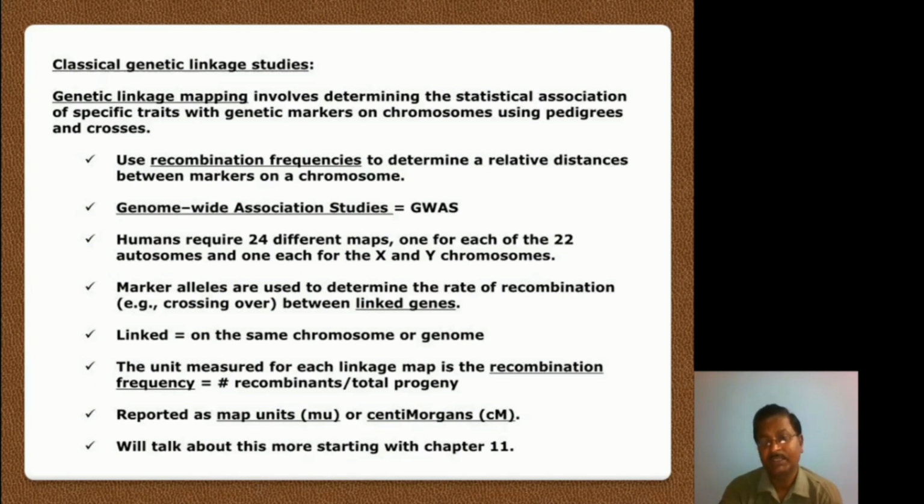Then genome-wide association studies, called GWAS, are there. Then humans require 24 different maps, one for each of the 22 autosomes and one each for the X and Y chromosomes. Then marker alleles are used to determine the rate of recombination. Example, crossing over is there between the linked genes. Linked means on the same chromosome. So the unit which is measured for each linkage map is recombination frequency, that is nothing but recombinants divided by total progeny. This is reported as map units, MU, or centimorgans, cM.